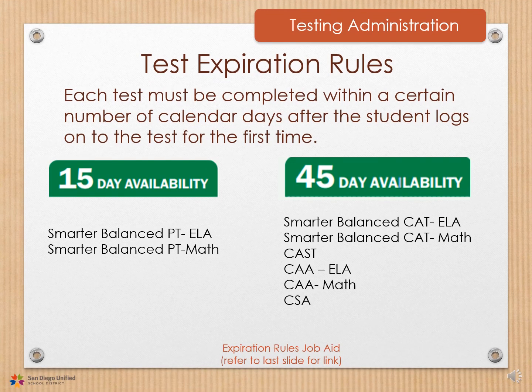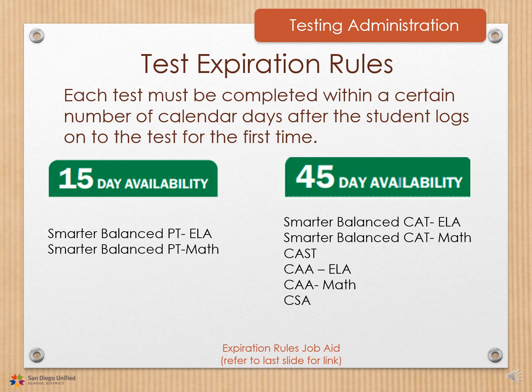Each test must be completed within a certain number of calendar days after the student logs on to the test for the first time. PTs for the Smarter Balanced Assessment for ELA and Mathematics, including the interim assessments, have an expiration timeline of 15 days. We still encourage all PTs to be completed in 3 days, as this will allow schools more flexibility in scheduling test sessions for the PTs and should result in fewer reopen appeals.